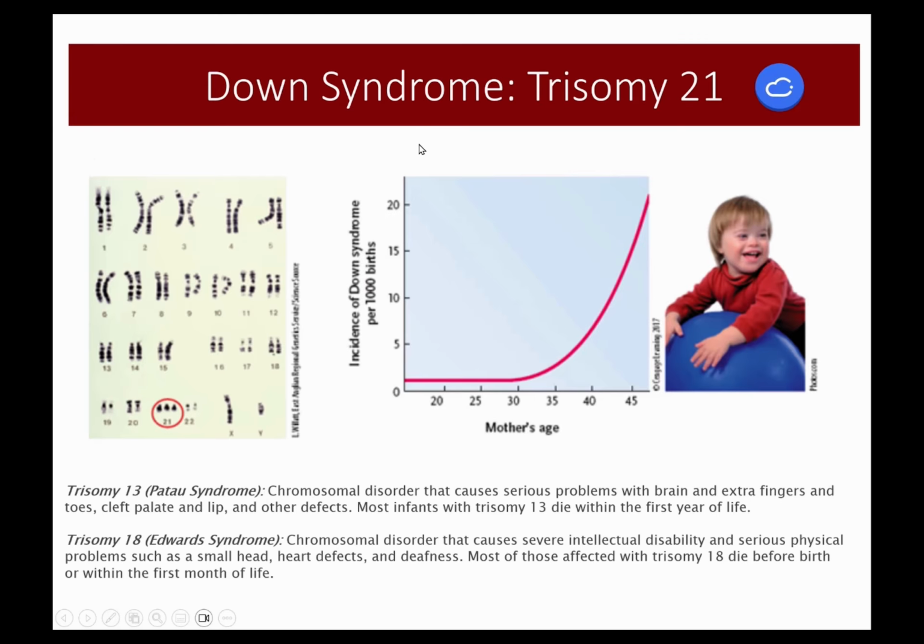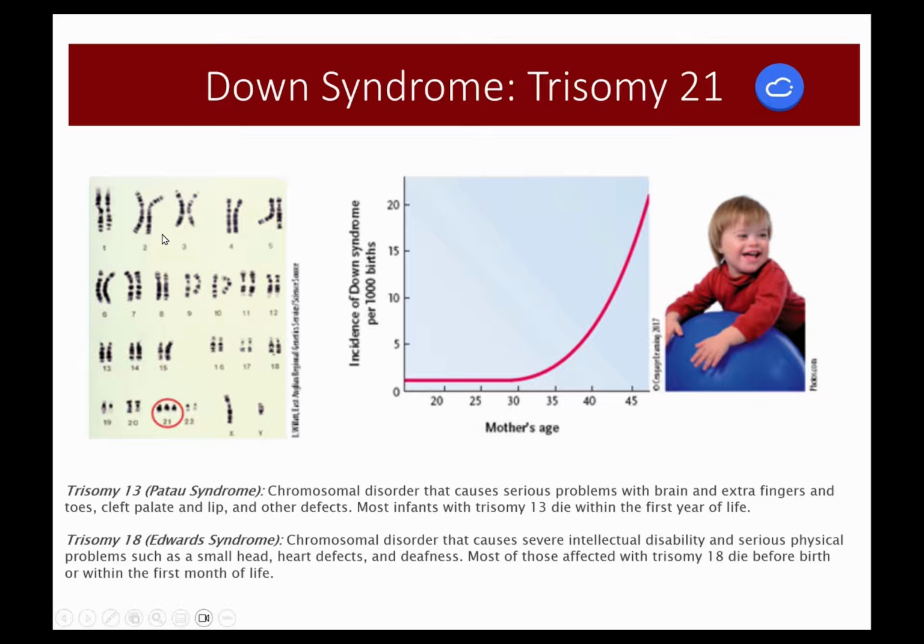Down syndrome, as we mentioned, is an example of the outcome of non-disjunction. The reason I'm talking about Down syndrome is because this is the best outcome you can get from an autosomal aneuploidy. Autosomal means your chromosomes 1 to 22, and then you have your sex chromosomes. Sex chromosome aneuploidy has a much better outcome.